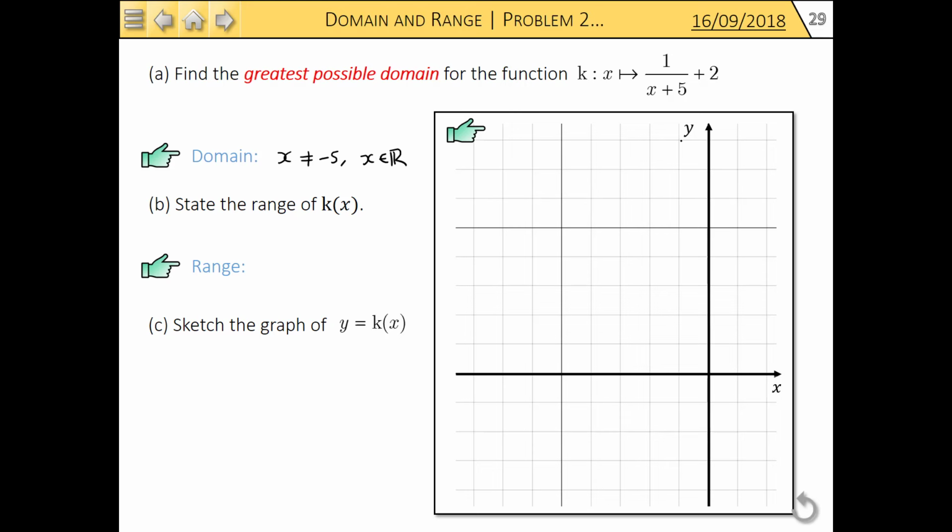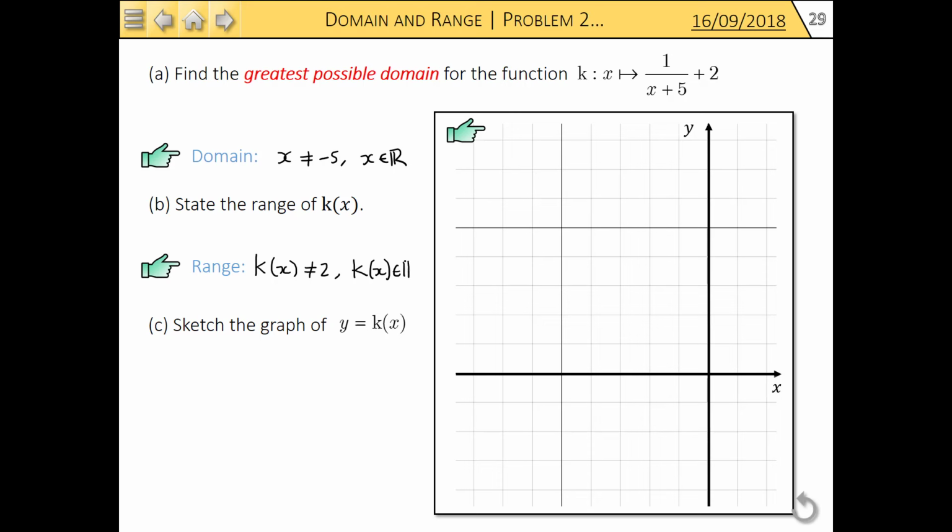To find the range, in a similar way to the last problem, we've got a 1 on the top of the fraction. That means that this fraction can never be equal to 0. So if this part can never be 0, then when we add 2, that means we can never get an output of 2. So the range is k of x is not equal to 2, with k of x being in the real numbers.